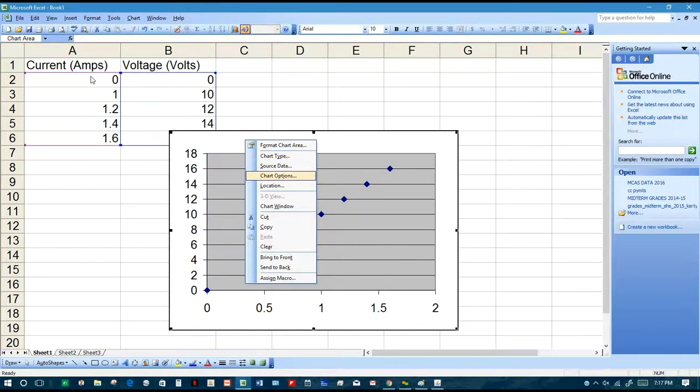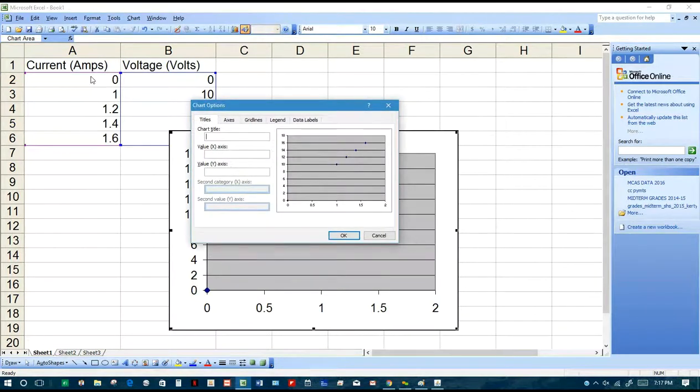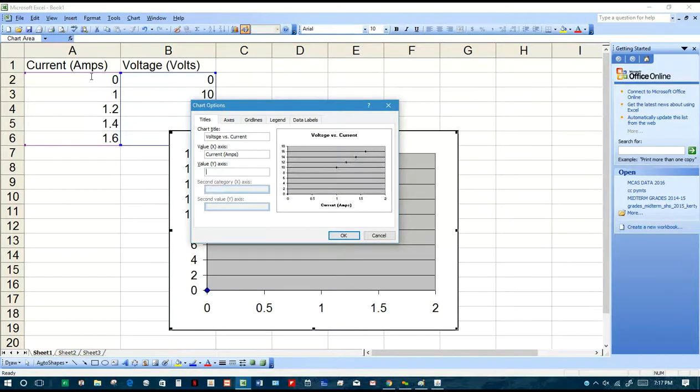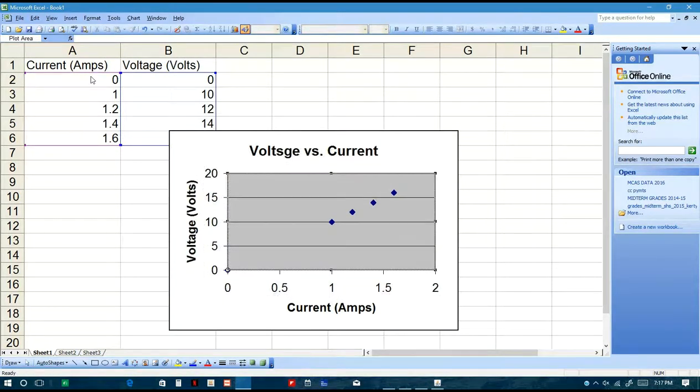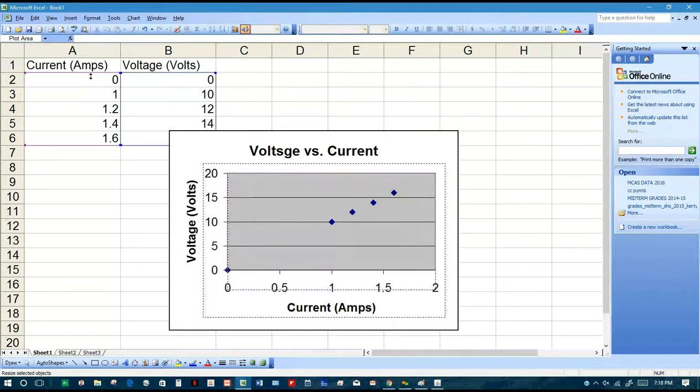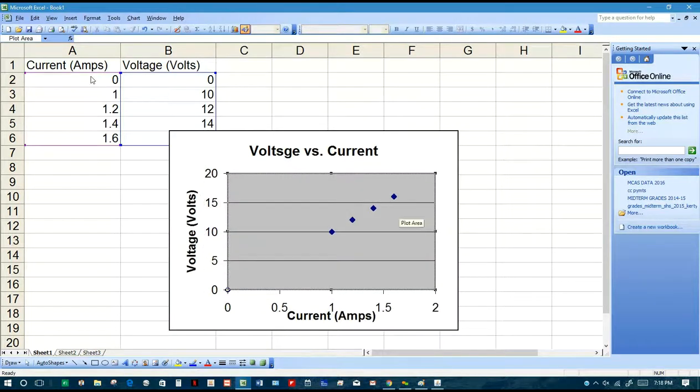This would be called voltage versus current. On our x-axis, we have current, which is measured in amps. And then on our y-axis, we have our voltage measured in volts. All right? Yeah. All right, so you see that now. So now, if we wanted to get an equation that models this data, how would we do that?